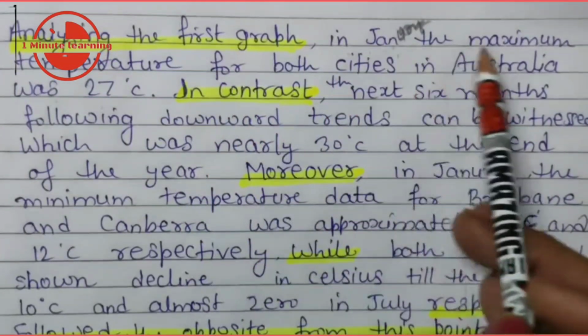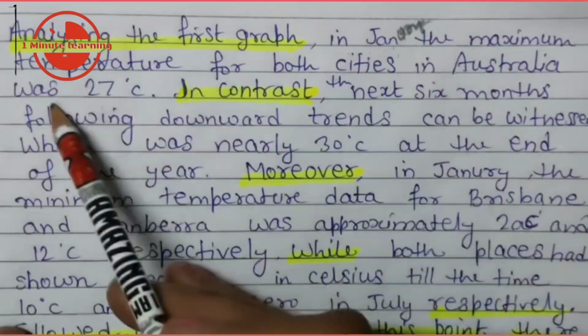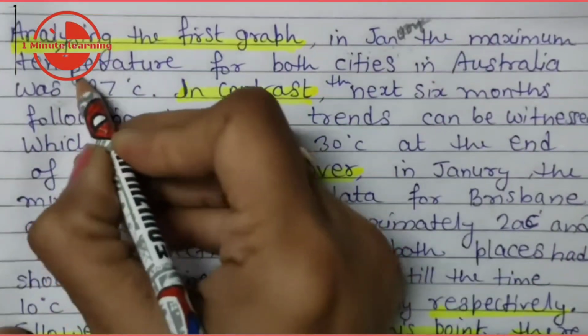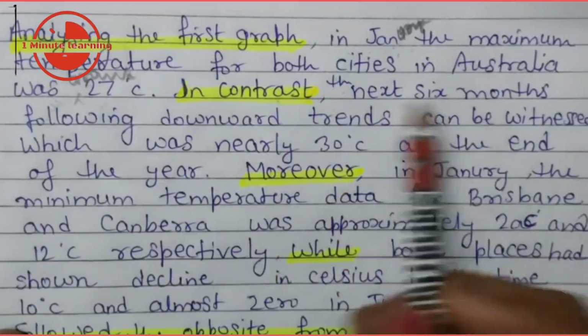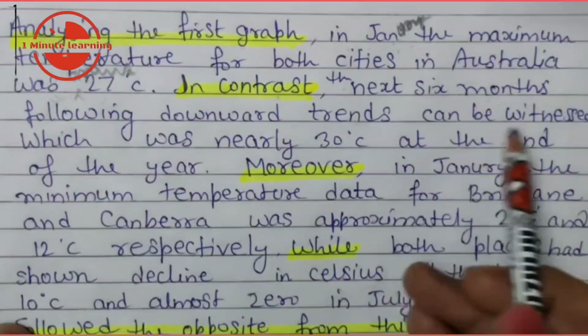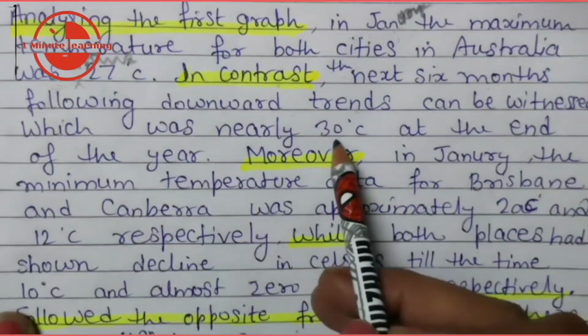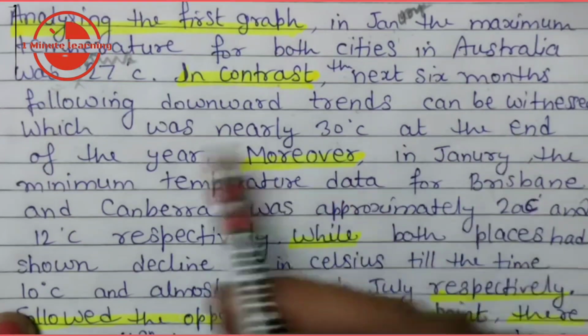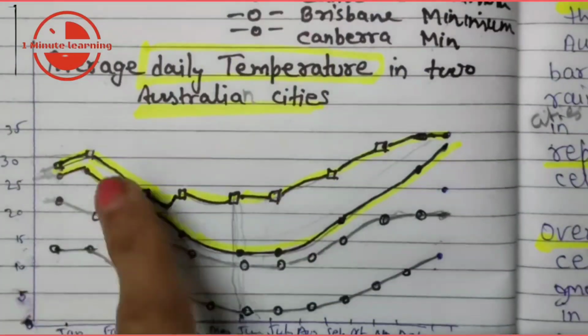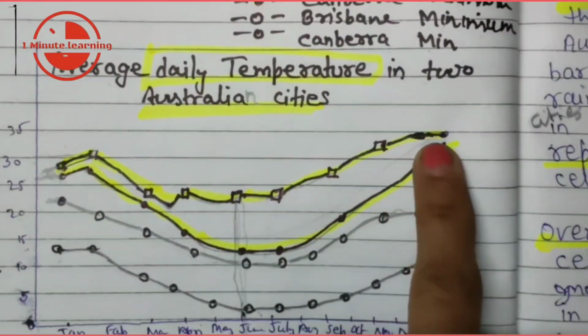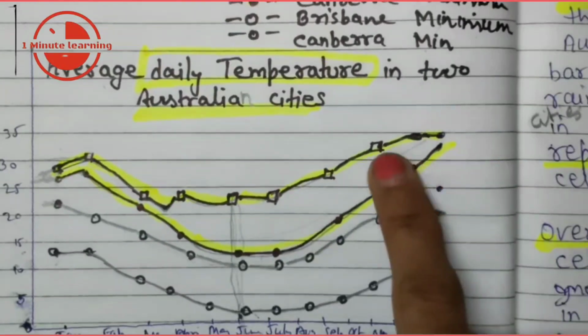In January, the maximum temperature for both cities in Australia was around 27 degree. In contrast, the next 6 months following downward trends can be witnessed, which was nearly 30 degree at the end of the year. See, I will show you at the end of the year. Around 30 degree. Just a minute.